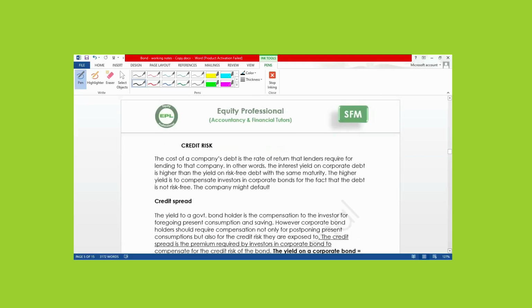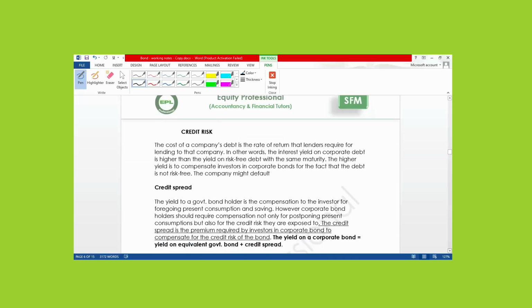Credit spread. Credit spread is the additional return or premium required by investors in corporate bonds to compensate them for the credit risk of the corporate bond.